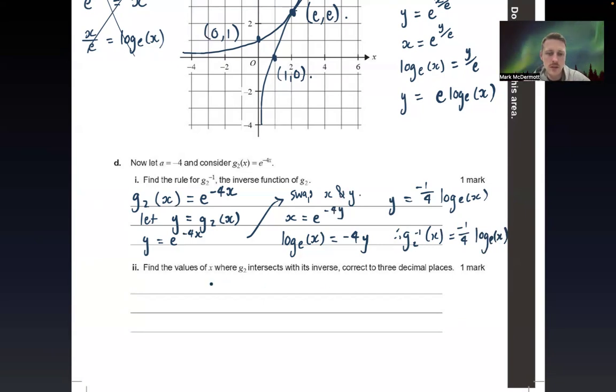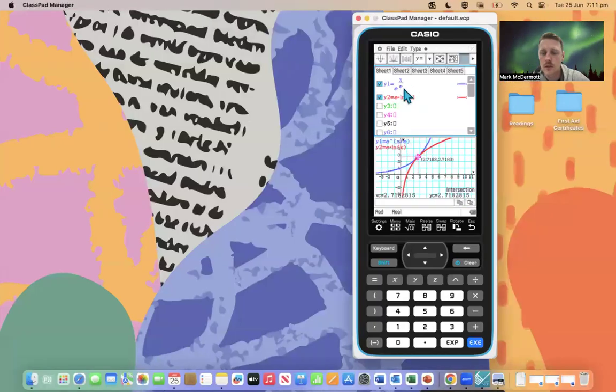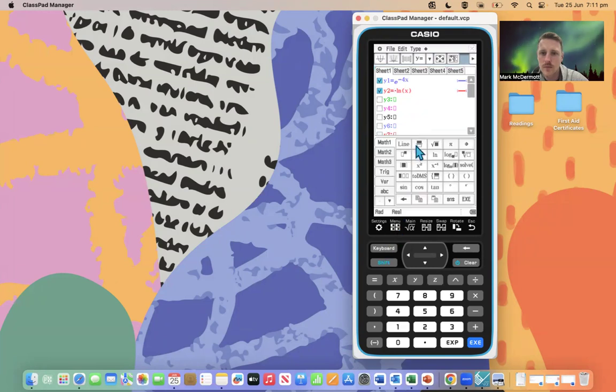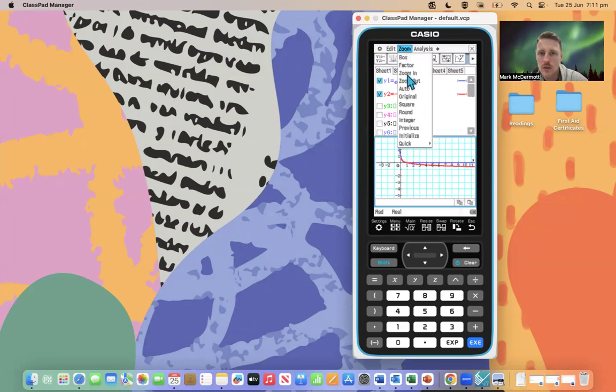Find the values of x where g2 intersects with its inverse, correct to 3 decimal places. Okay, it says the decimal places, so we can use the graph screen. So e to the negative 4x now, and this is negative a quarter natural log of x. Graph them both. Zoom in.